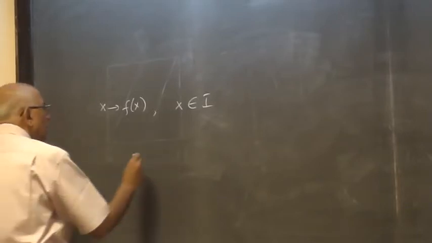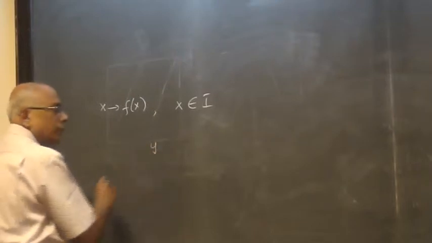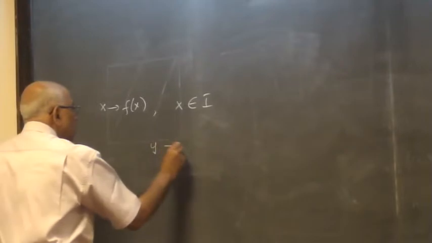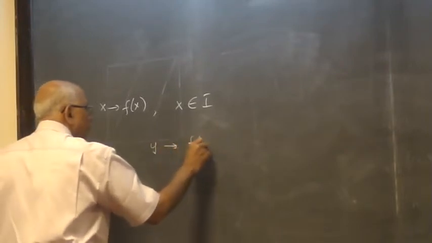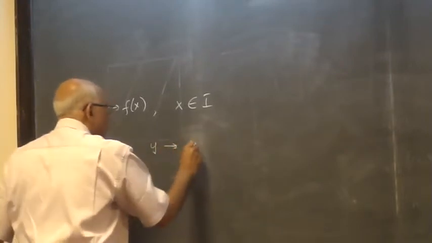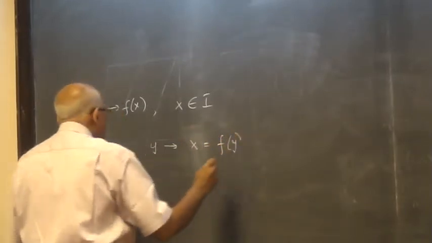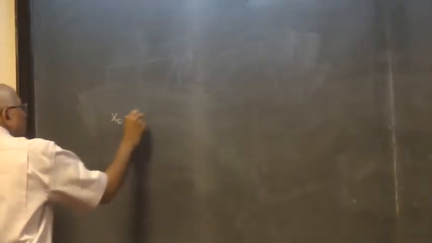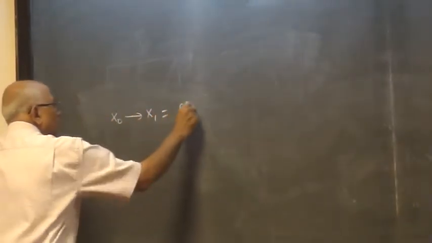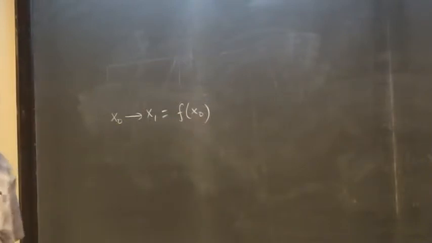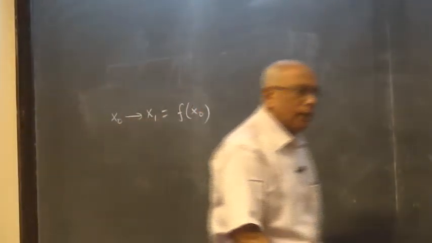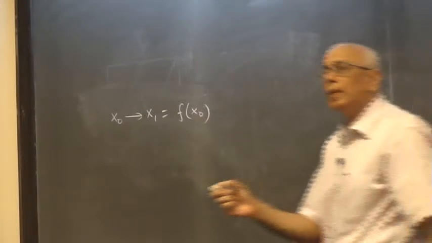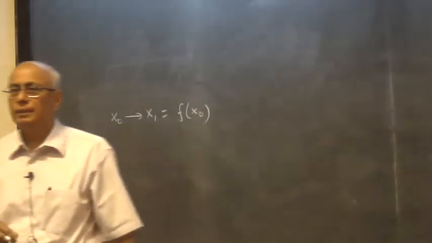So I start with a point y, just to distinguish it, and this goes to f of y. Well, let's do it in the language which you're familiar with. So I start with an x naught, that goes to x1 equal to f of x naught. I want to do this in probability language. So I give you a definite x naught, and I ask you, what's the probability density of x1?